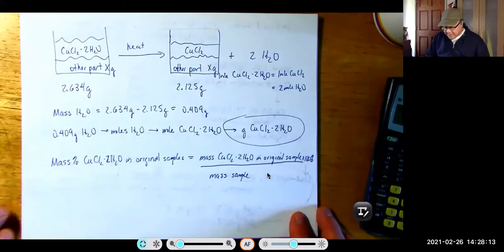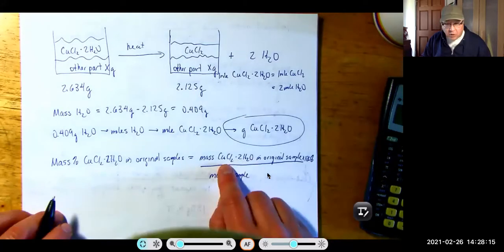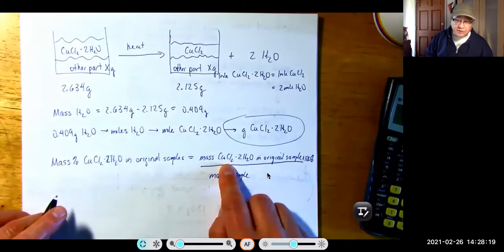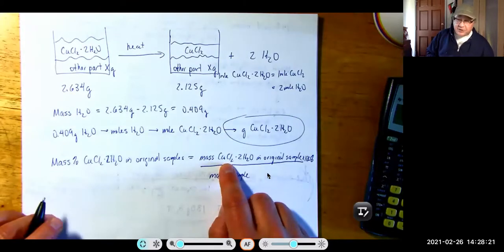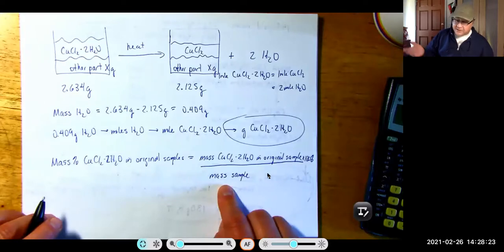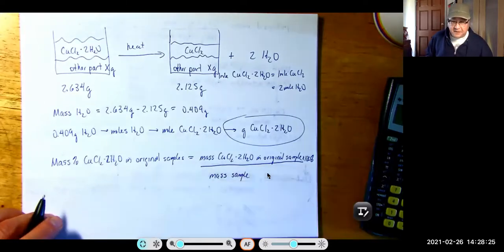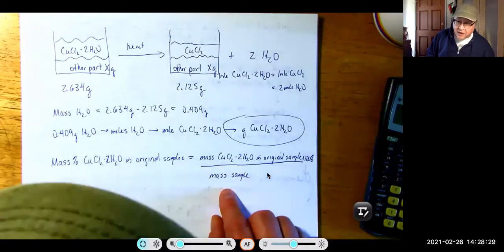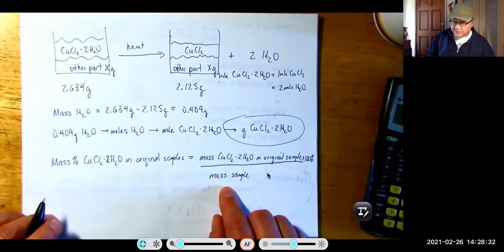So if your sample is all copper(II) chloride dihydrate, and let's say that's 100 grams, and your sample is 100 grams, 100 over 100 times 100 is 100%. If the mass in here is 50 grams, and your original mass was 100 grams, your mass percent is 50%.